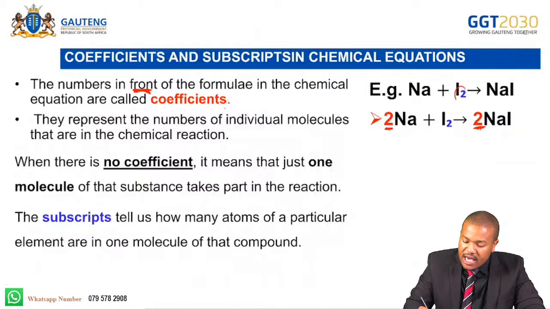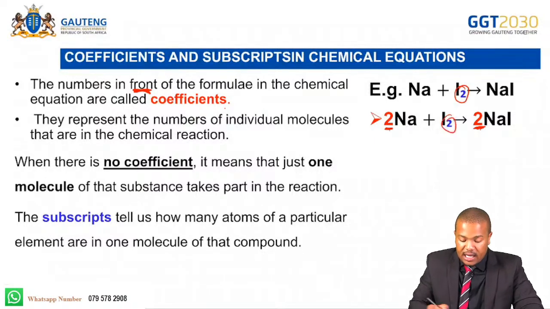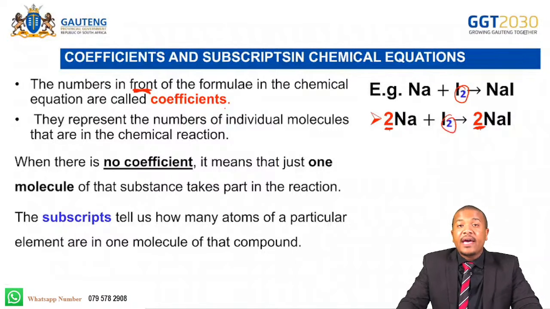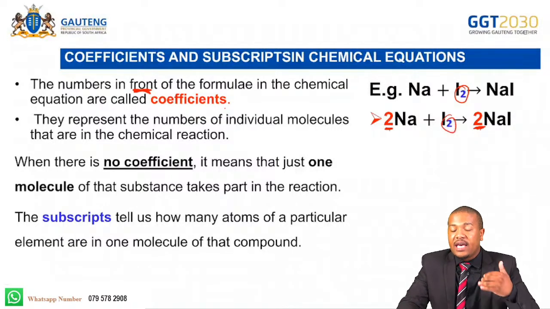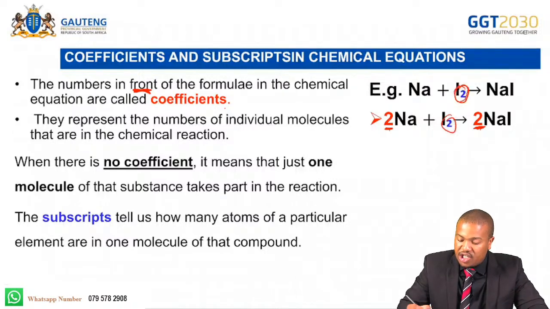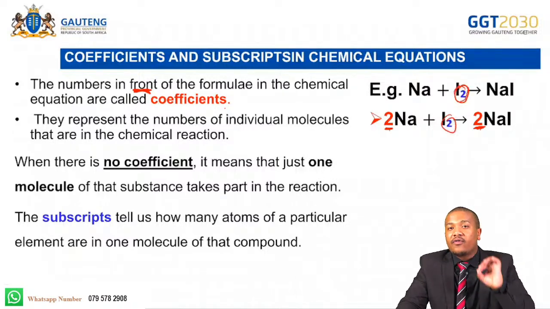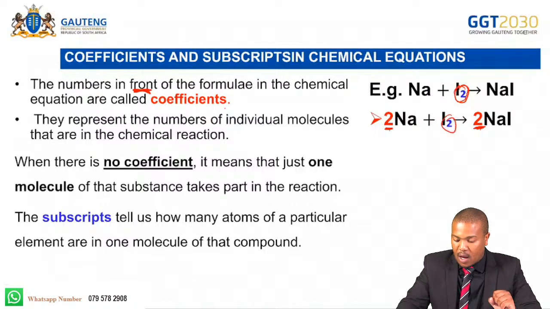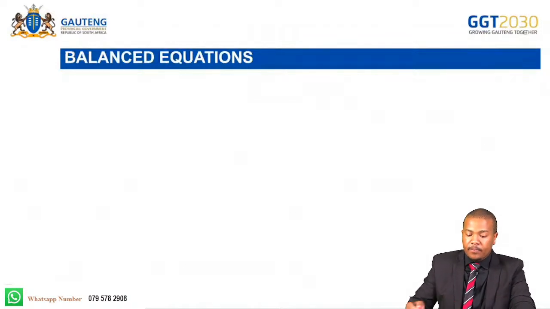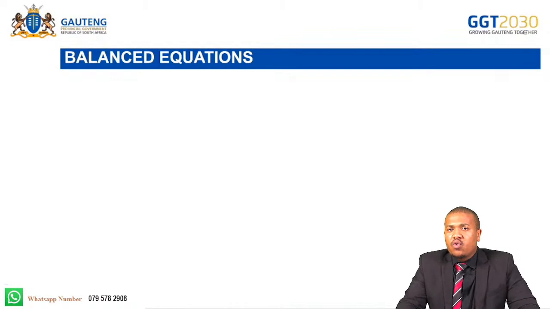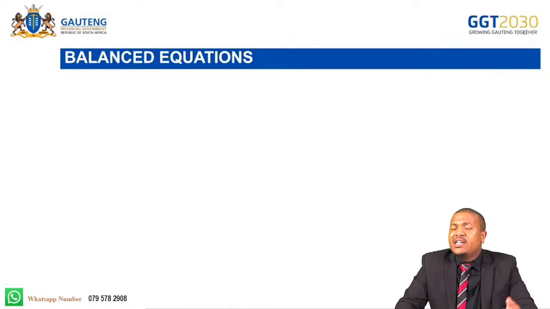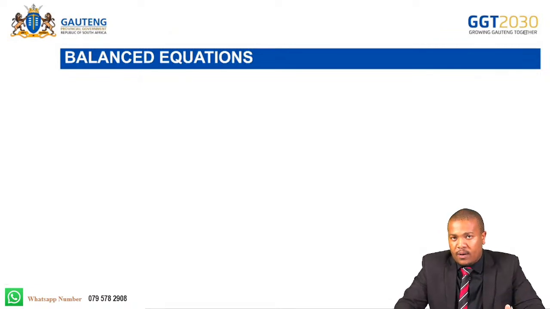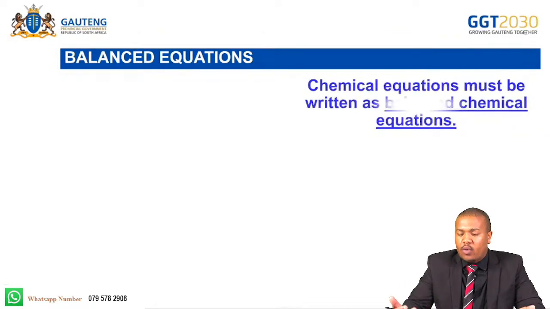So these twos that you see marked in blue mean that there are two atoms of iodine in this reaction. There are two atoms of that element, iodine. Are we together? Right, so now it brings us to balanced equations. When talking about balanced equations, this is where we see the use of coefficients more. So we're going to talk more about balanced equations.